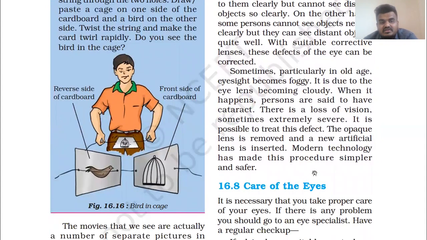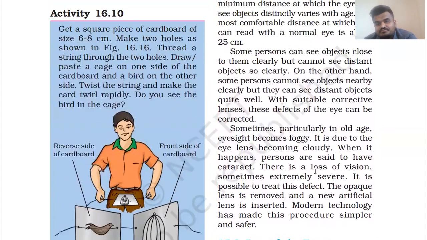Okay, the reverse side of the cardboard and the front side of the cardboard are given in this figure 16.16. On only one cardboard, on one side you are going to draw or paste a cage, and on the other side you are going to draw this bird. So you can perform this activity at your home also.